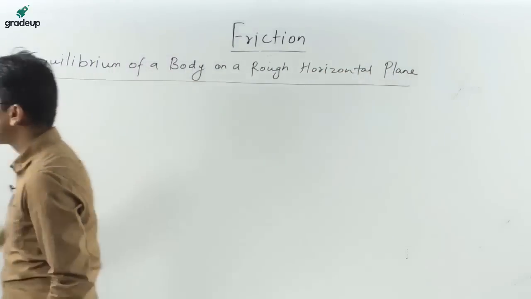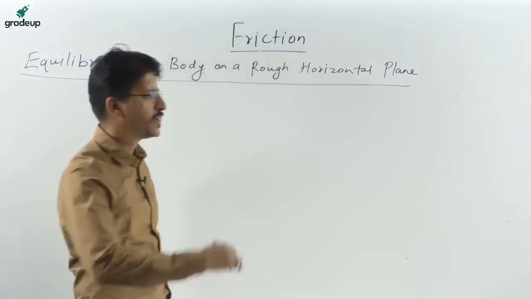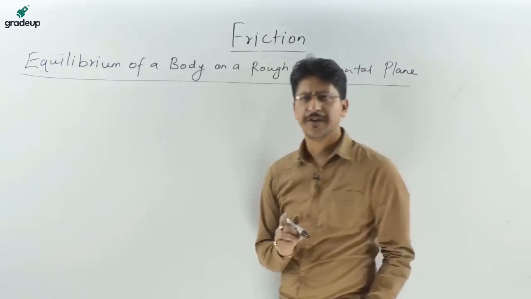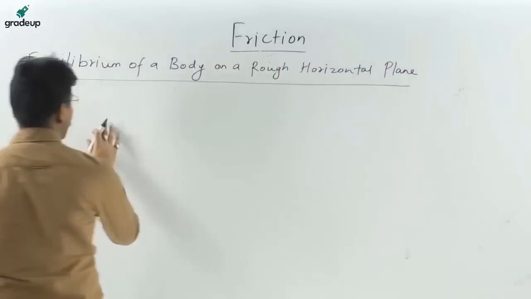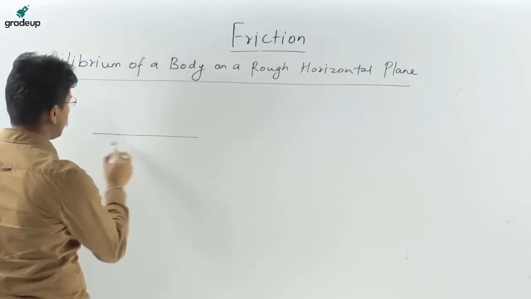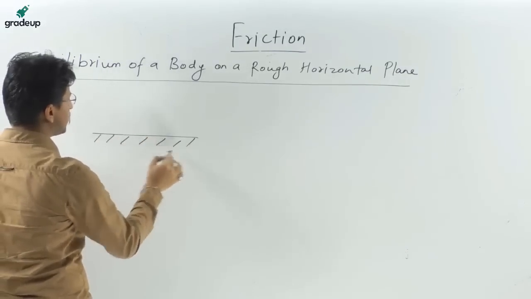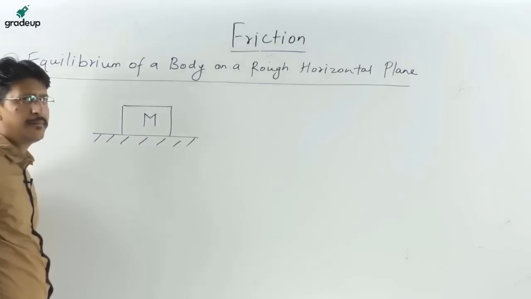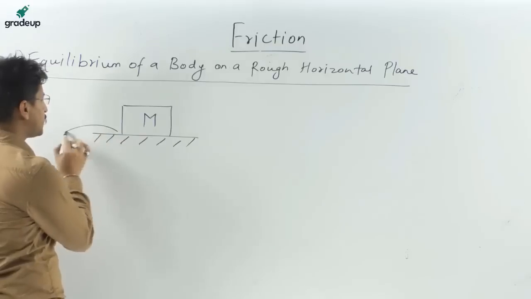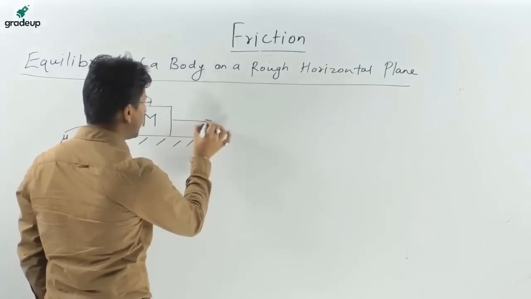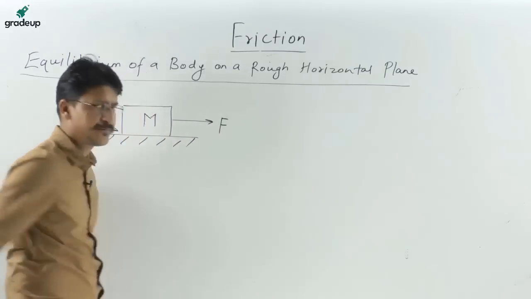Okay, I will be taking two numericals in this class to make you understand how to take the forces in case of friction. So first of all, take a very basic question. See, if there is a body of mass m resting on this floor, between which they have the coefficient of friction as mu, and if this body is acted upon by a force F.